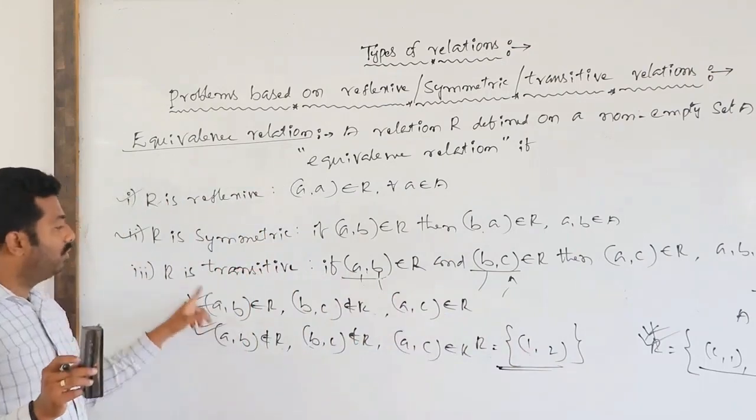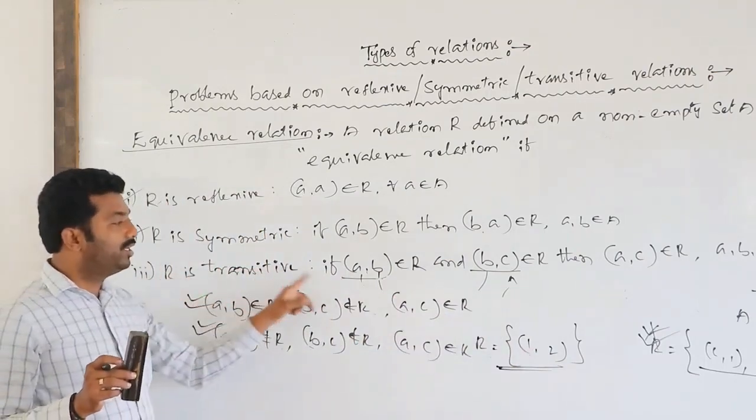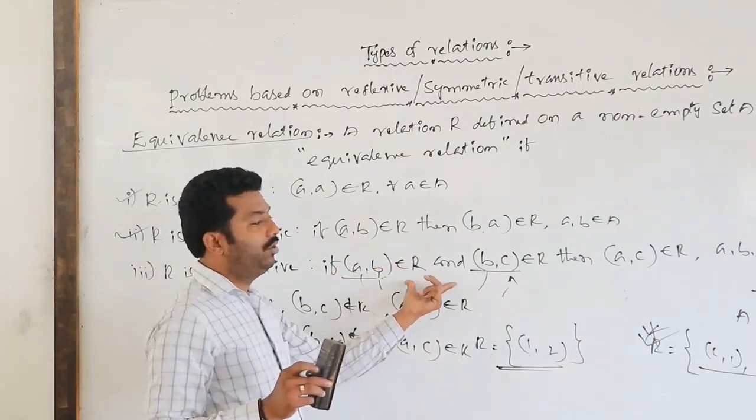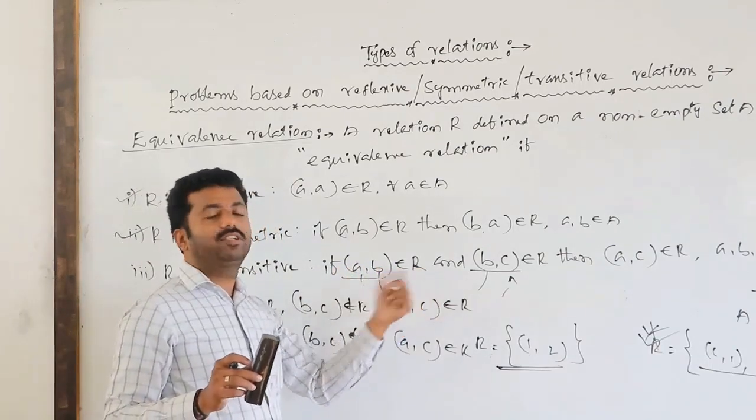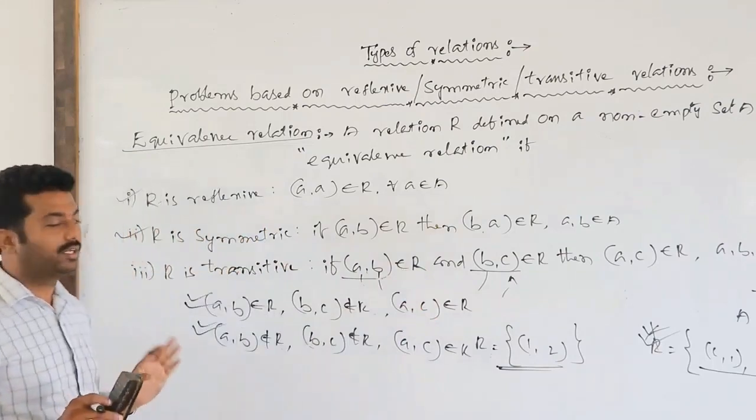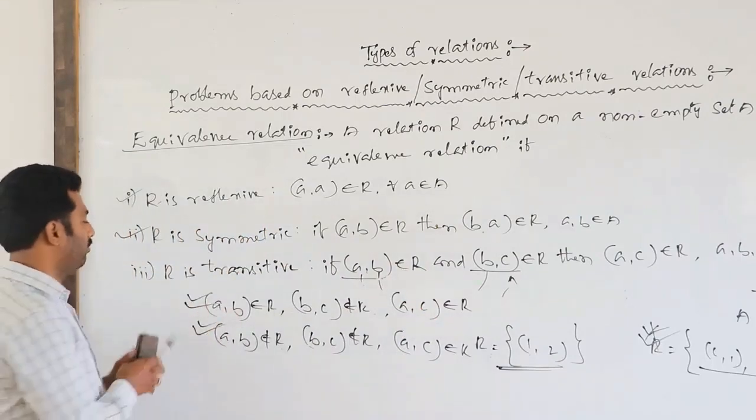So be careful while you are taking transitive relation. These two linked pairs you have to select. Sir, linked pairs not there means trivially that is a transitive relation. So that point you have to remember.